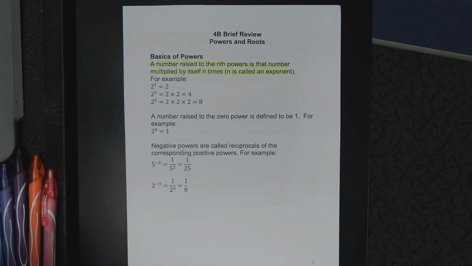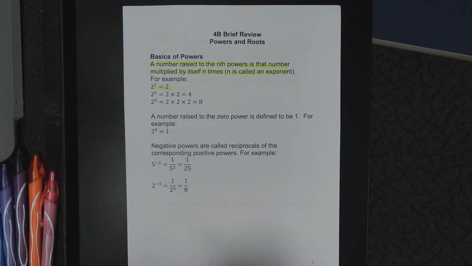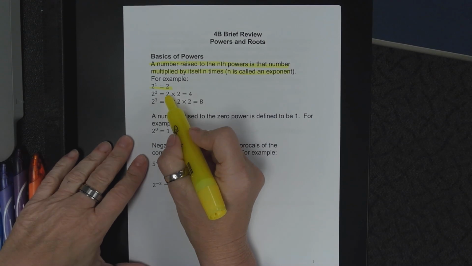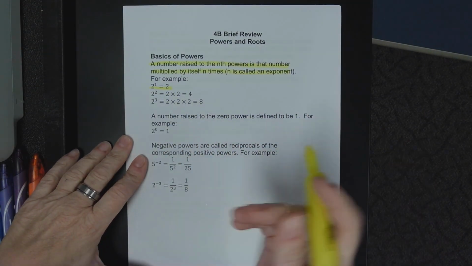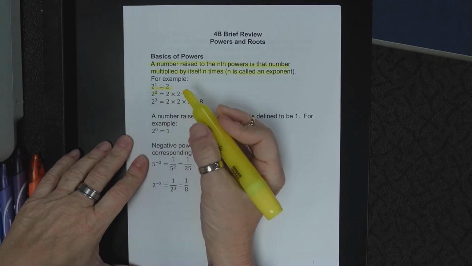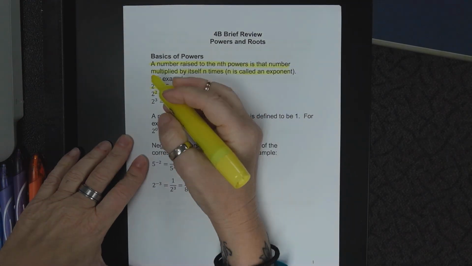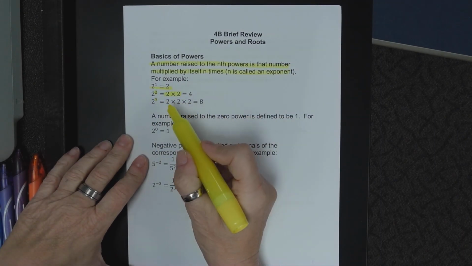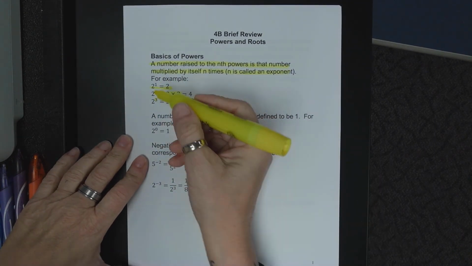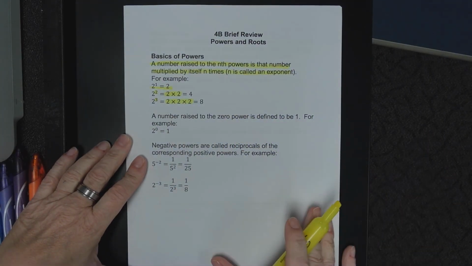So for example, if you have 2 raised to the first power, that just equals 2, because it's 2 one time. If you have 2 squared, well that's 2 times 2, which is 4. So squared means 2 times itself twice. 2 cubed means 2 multiplied by itself 3 times, which is 2 times 2 times 2, which gives us 8.